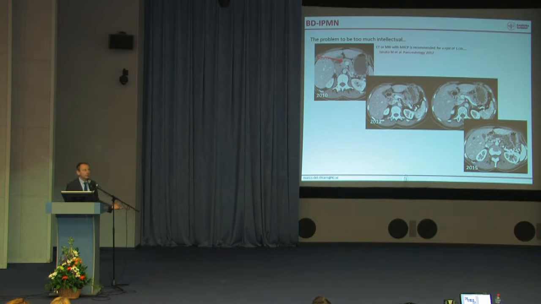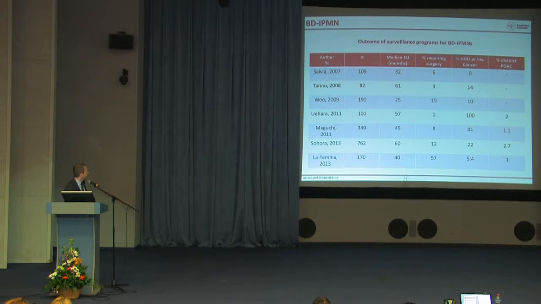What's the problem if there is 5 millimeter, 7 millimeter, 10 millimeter? Of course, there will be a moment of start, and then sometime a progression. The outcome of surveillance for IPMN, if you look in the literature, can be a little bit confusing. There are very confusing results. You see, the incidence, for example, of patients who underwent surgery, and the percentage of high-grade dysplasia and invasive cancer in those patients is very different, from 100% to 0%. Why? Because over time, the indications for surgery for cystic lesions have dramatically changed.